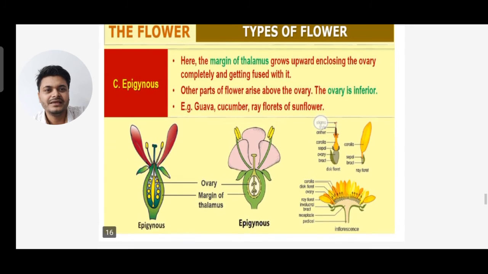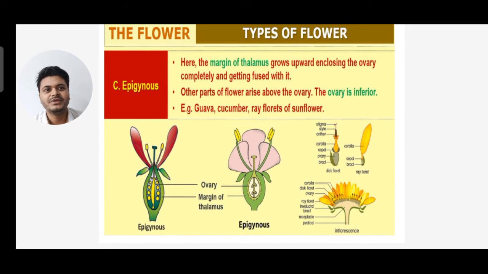Now epigynous. What is epigynous? Here the margins of the thalamus grow upward, enclosing the ovary completely and getting fused with it. The other parts of the flower arise above the ovary. Here the ovary is inferior. You can see it in guava, cucumber, ray florets of sunflower. Here the ovary is below and all other floral parts are present above.